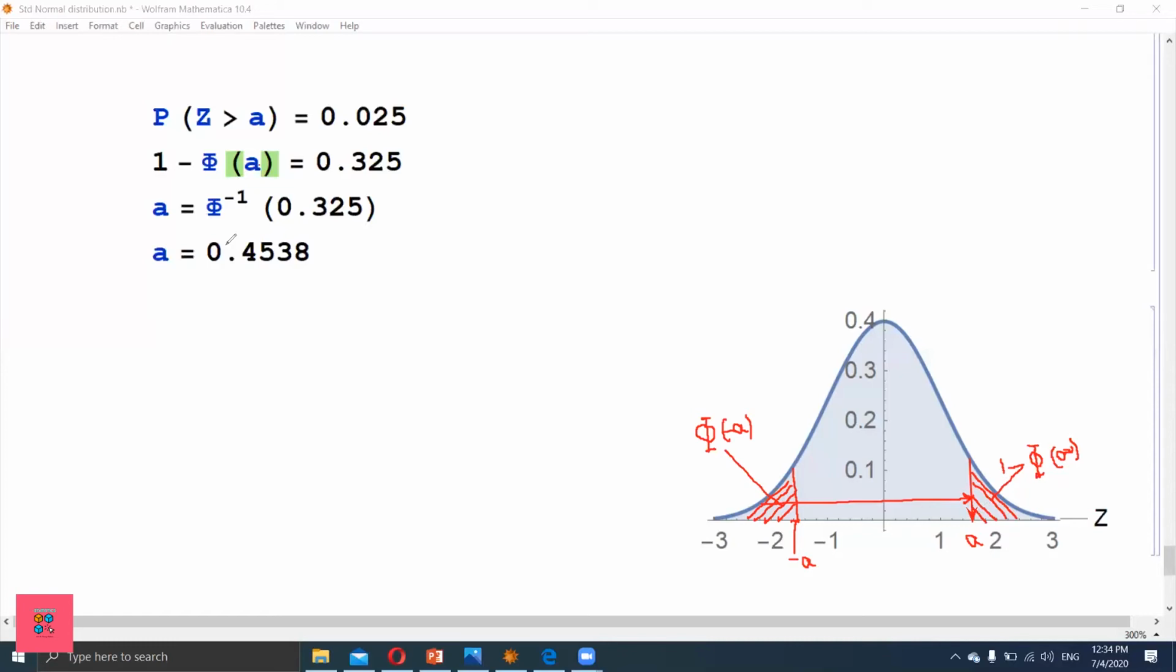Now we will write 0.025 in our equation here. Next, I think the whole term should be removed from here, because we have to subtract 1 minus 0.025 here.